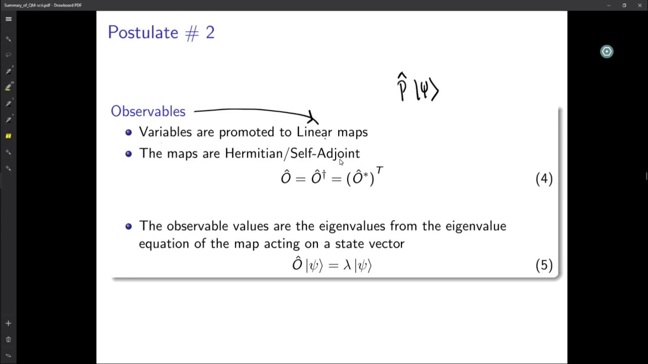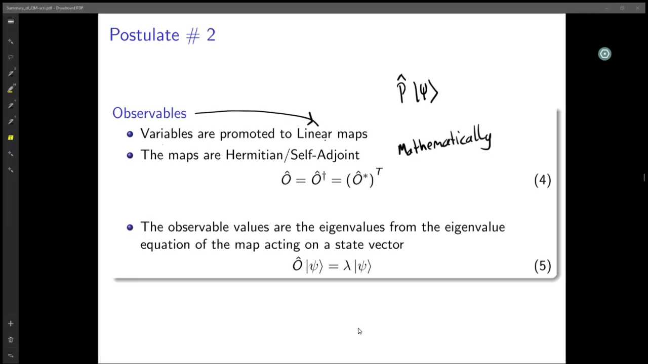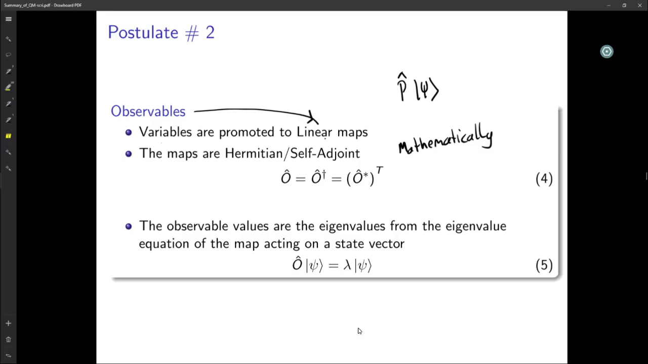And by the way, this is more of a mathematical necessity that we are doing just so that we satisfy the corollaries. I'll explain why in a moment. But essentially, this is more mathematical than physical. And you can see why without me even telling you why.